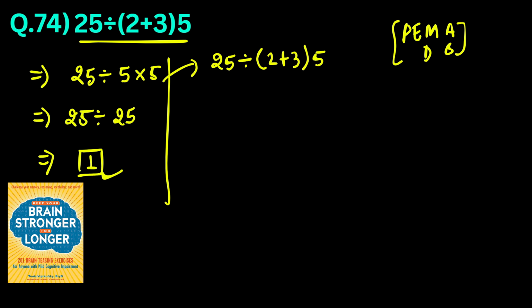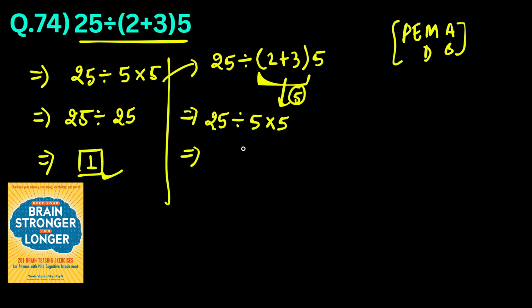Okay. So here, as we know, PEMDAS: parenthesis, exponent, multiplication, division, addition, subtraction. First preference will be given to this parenthesis, so we will solve this first. 2 plus 3, which will be 5. So we will write 25 divided by 5 times 5.